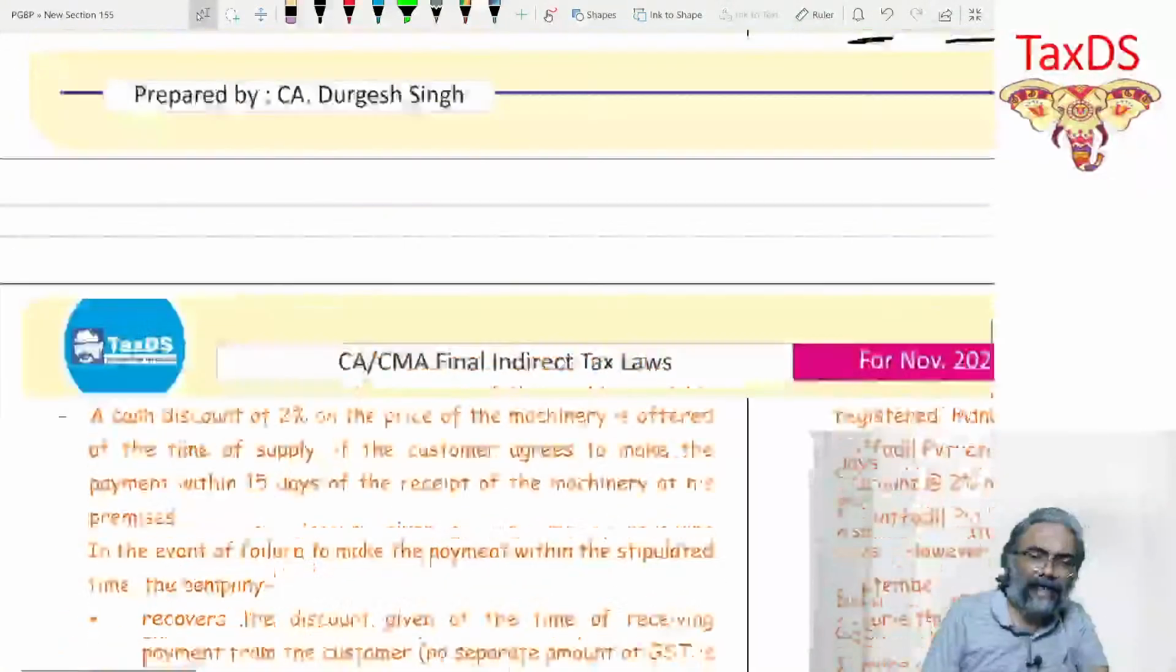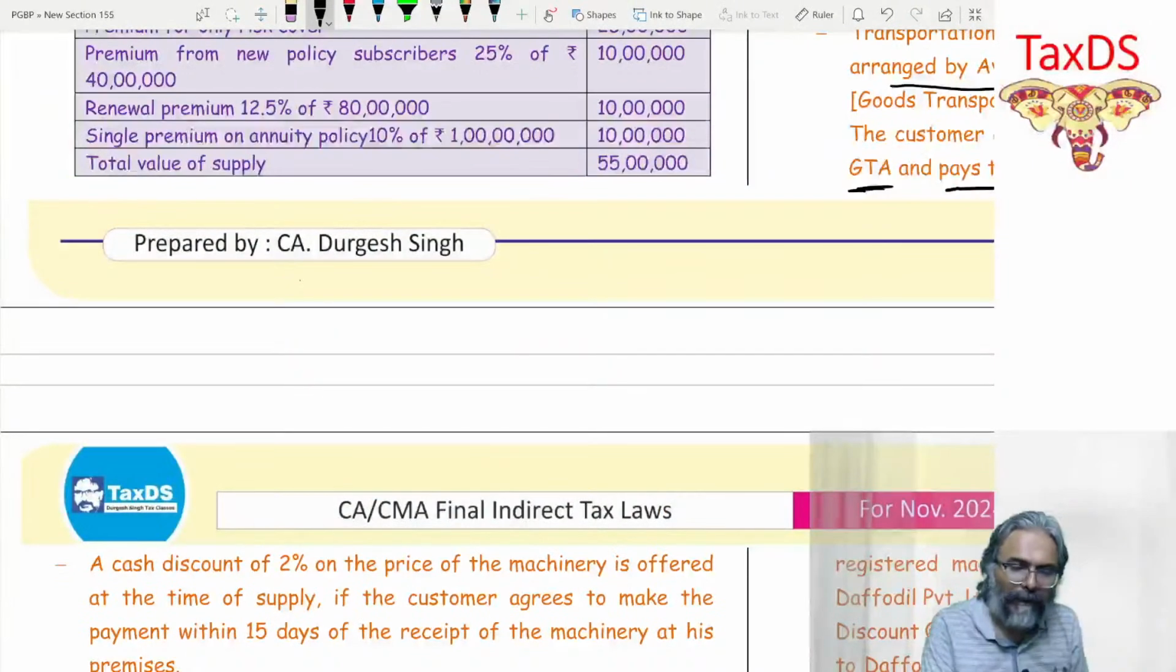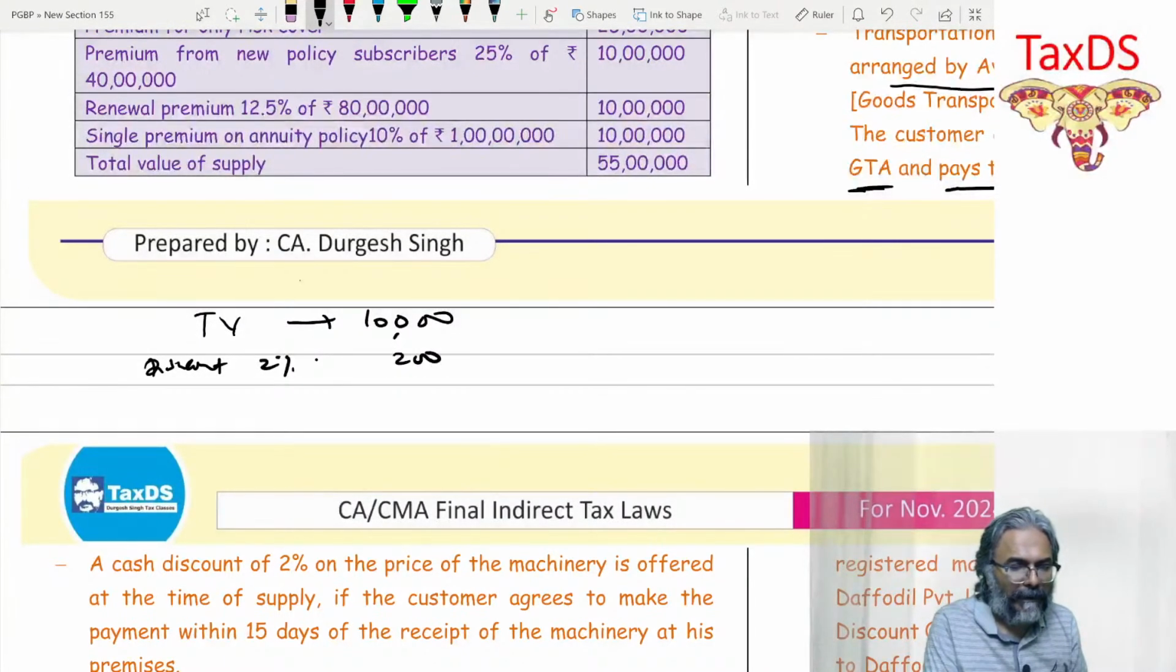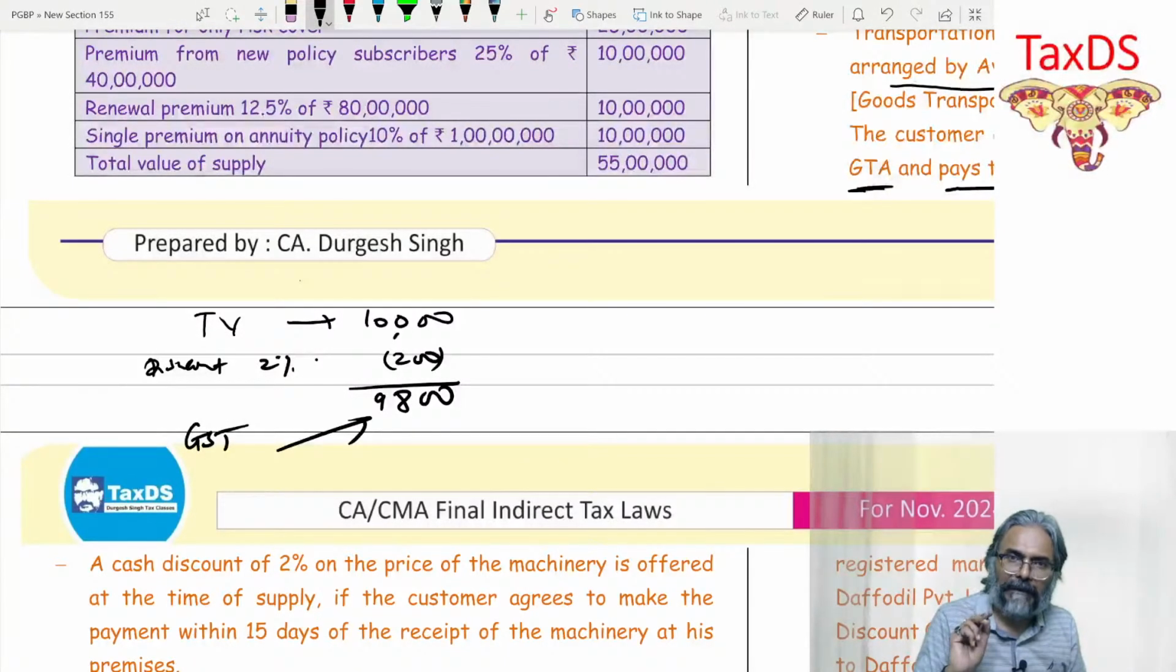So it is like this, students, just think about this one. Say, for example, the transaction value is 10,000. The discount is 2%, so this is 200. So originally, students, it is 9,800. Originally the GST was charged on 9,800. This is the original; the transaction is over.